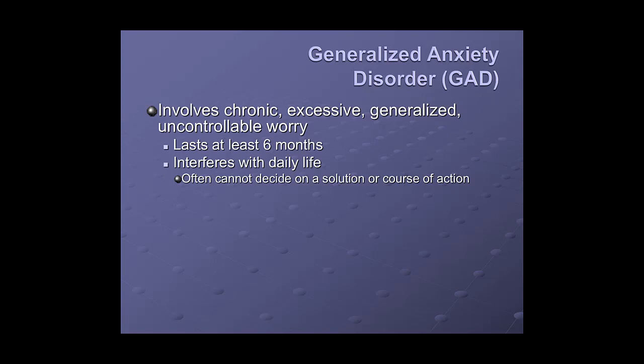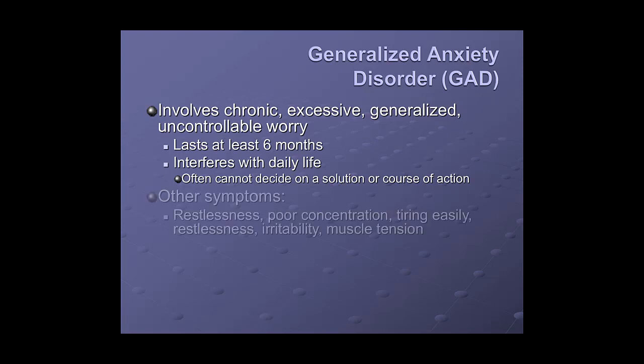People that struggle with generalized anxiety disorder are going to describe symptoms such as being restless, having poor concentration, being irritable. But often what happens is they can't decide on any sort of solution or course of action. Everything seems overwhelming. It becomes very difficult to make a decision, and so they're often stuck. That would be a word that would be typically used. Well, I just feel stuck.